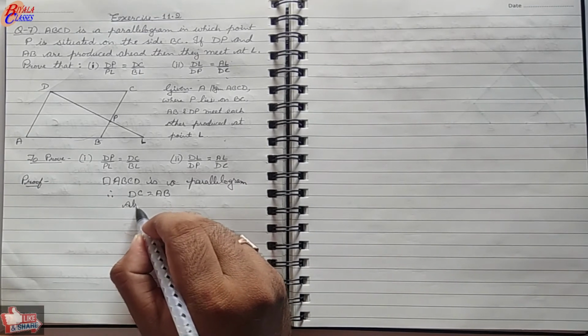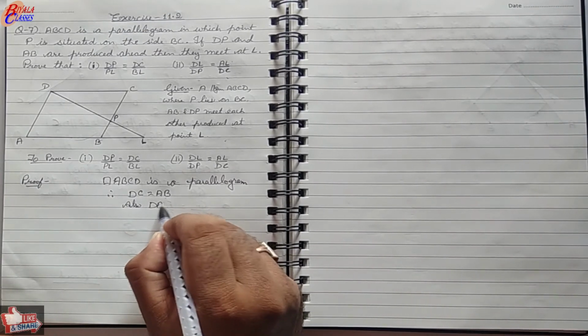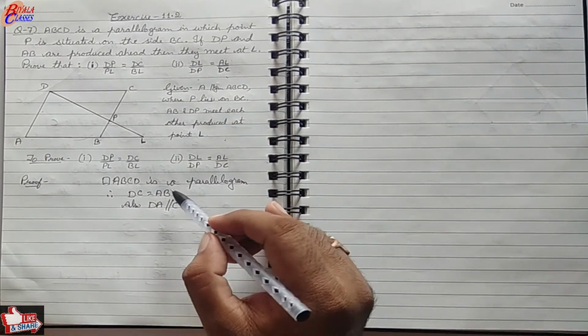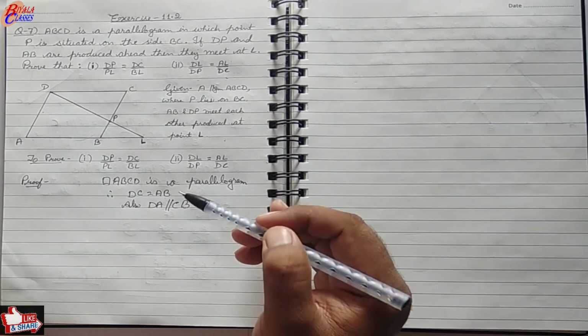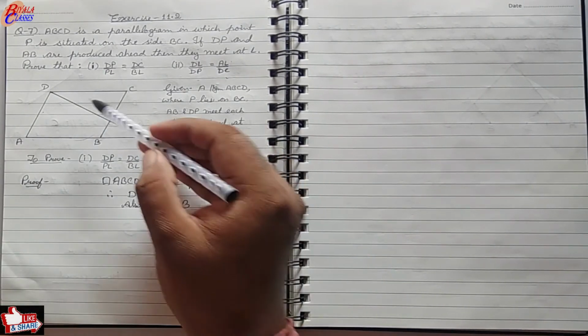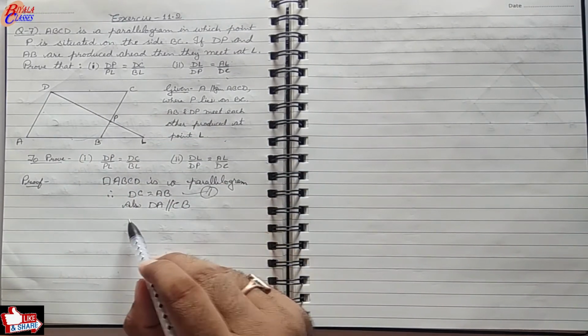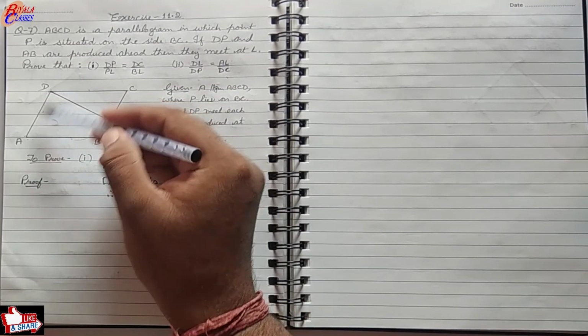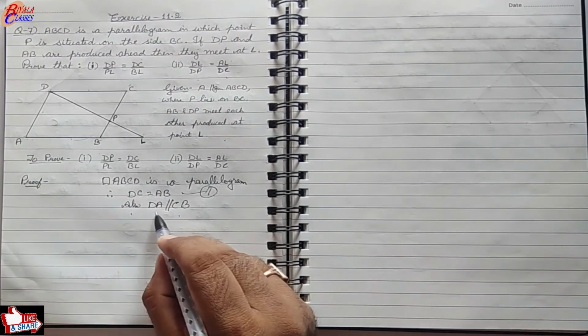Also, DA is parallel to CB. The opposite sides in a parallelogram are not only equal, they are even parallel to each other. So here we are taking that DC is equal to AB. This is one result. And we also know that the opposite sides are parallel. So DA is parallel to BC.